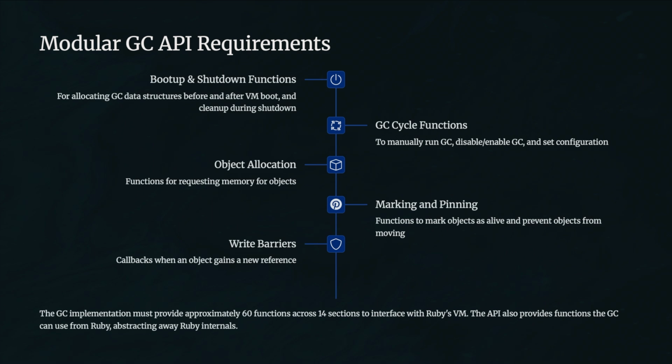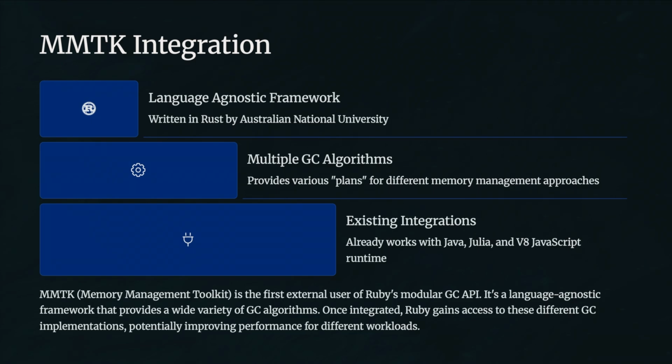Interesting. And what about parallelism? That was a big limitation of the default GC. That's a major strength of MMTk. It was designed from the ground up with parallelism in mind. It uses a concept called work packets. It breaks down the GC work, like marking a section of the object graph or sweeping a memory region, into small independent units. Then multiple worker threads can just grab these packets and process them concurrently. It's built for multi-core systems.